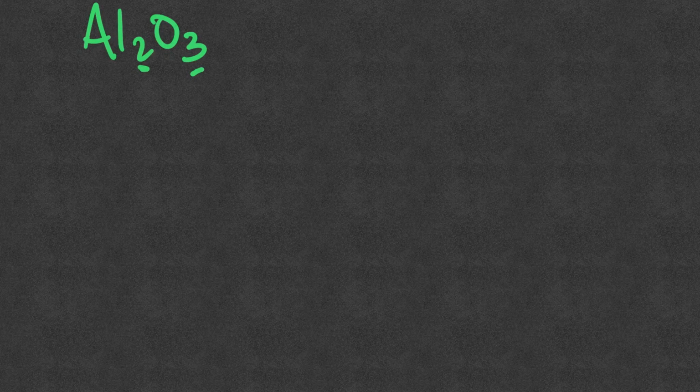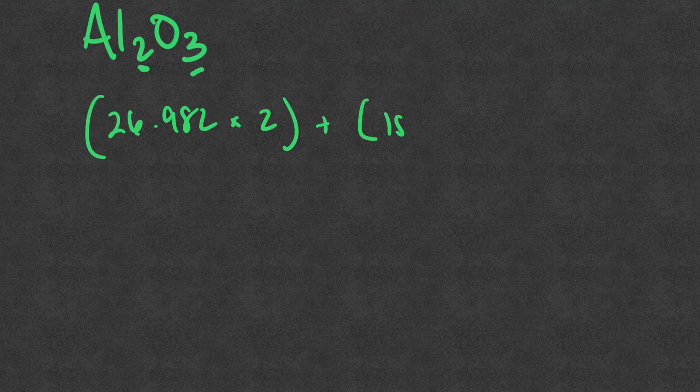Let's go ahead and figure out the molar mass of this compound. We have aluminum, 26.982, and there are 2 of them, plus oxygen, which is 15.999, and there are 3 of them. So here's the molar mass of the aluminums, here's the molar mass of all the oxygens, and we simply add them together, and that will give us the molar mass of this compound.